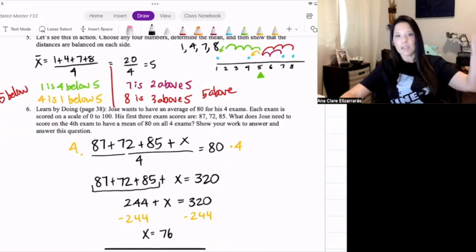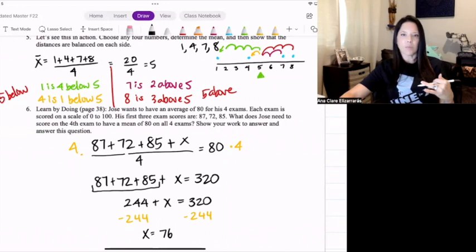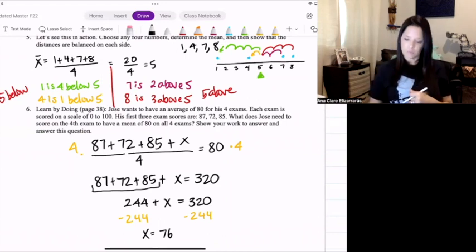So Jose needs to earn a 76 in order to keep his average of an 80. And it's likely because he's already scored an 87 and an 85, which is above 80, but he did have that 72, which was 8 below, which was below the average.